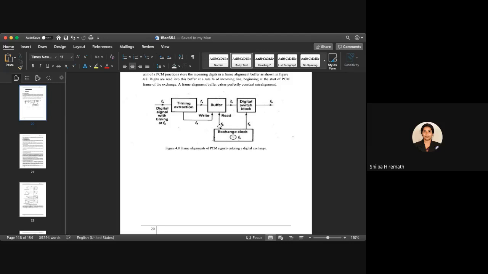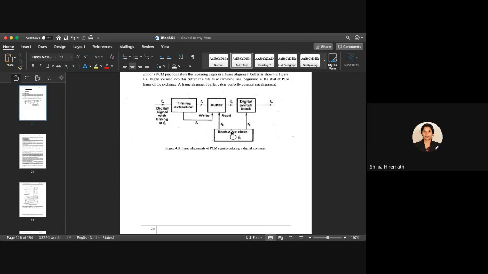If there is a perfect alignment, it is well and good. If it is not, then we are trying to align them so that whatever delay has happened during the transmission of the signal from transmitter to the receiver is recovered in this particular exchange. So if that particular frame is lost, then that is said to be frame slip.